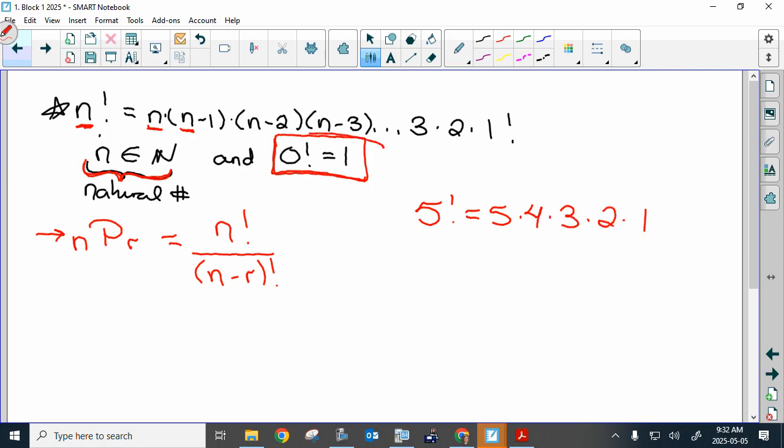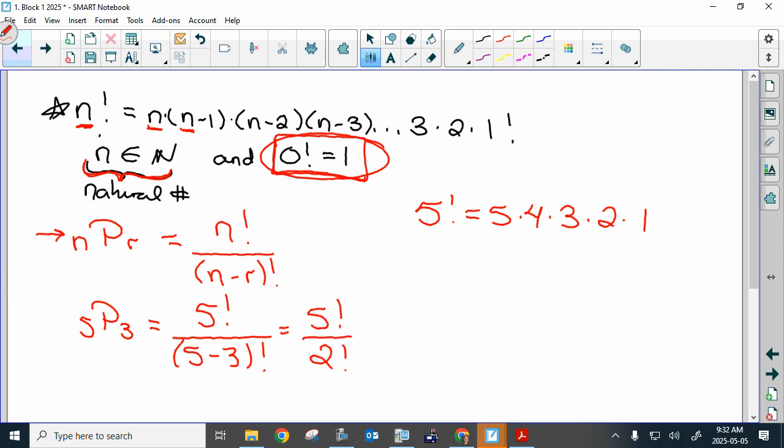Now sometimes the math requires us to see a 0 factorial. 0 factorial just needs to be 1. Now this is actually something called the permutation formula, and it includes factorial notation. So if I have 5p3, the formula would be 5 factorial over 5 minus 3 factorial. You need to figure out the brackets first, and then you deal with the factorial. Guys, what's 5 minus 3? Okay, so that's going to be 5 factorial divided by 2 factorial.